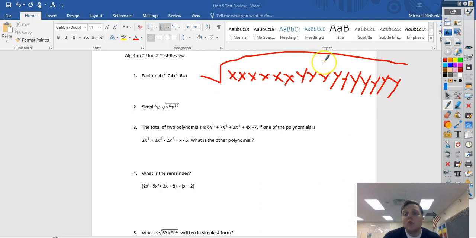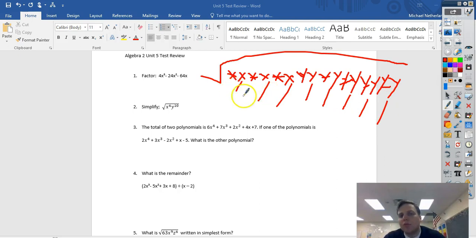Now, this is square root, so that means we do 1 for 1. 1 dies, 1 lives. 1 dies, 1 lives. Okay? Y's, same thing. 1 dies, 1 lives, all the way across.